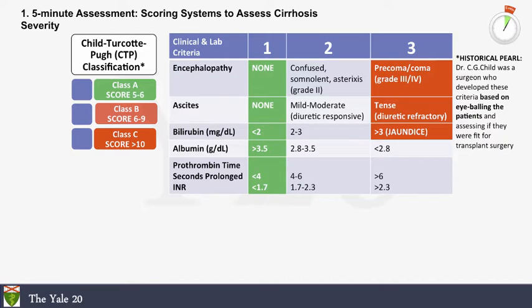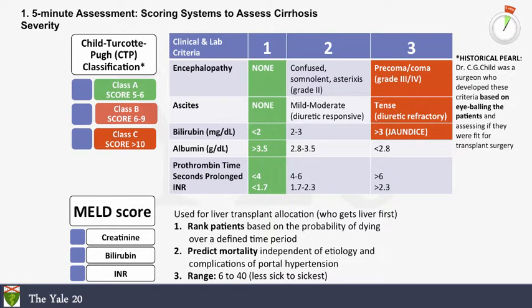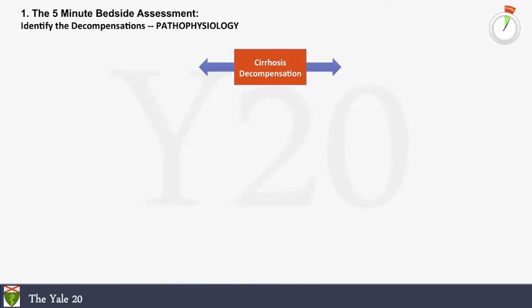That's of paramount importance. Finally, I just want to mention the MELD score, which is used for liver transplant allocation. So basically, who gets a liver? This is used to rank patients and predict mortality, and the range is from 6 to 40.